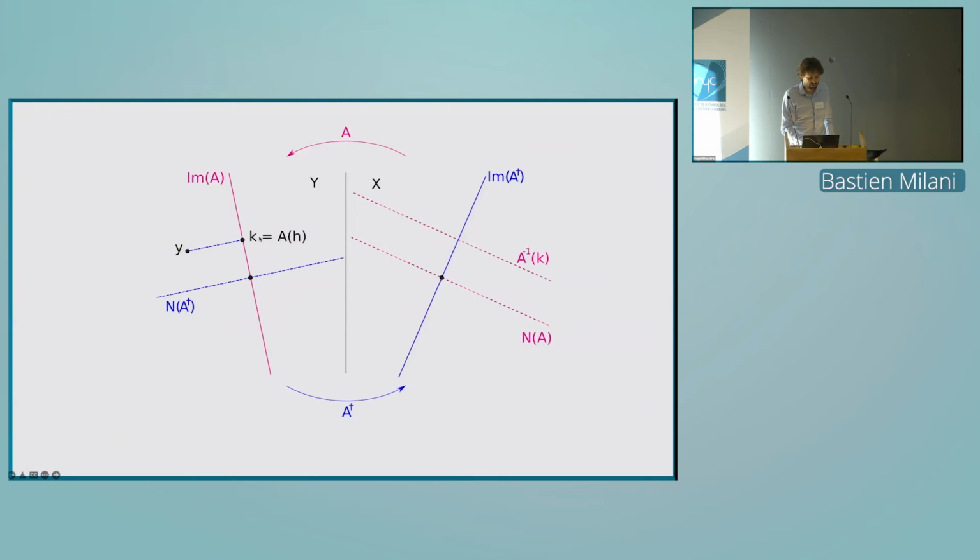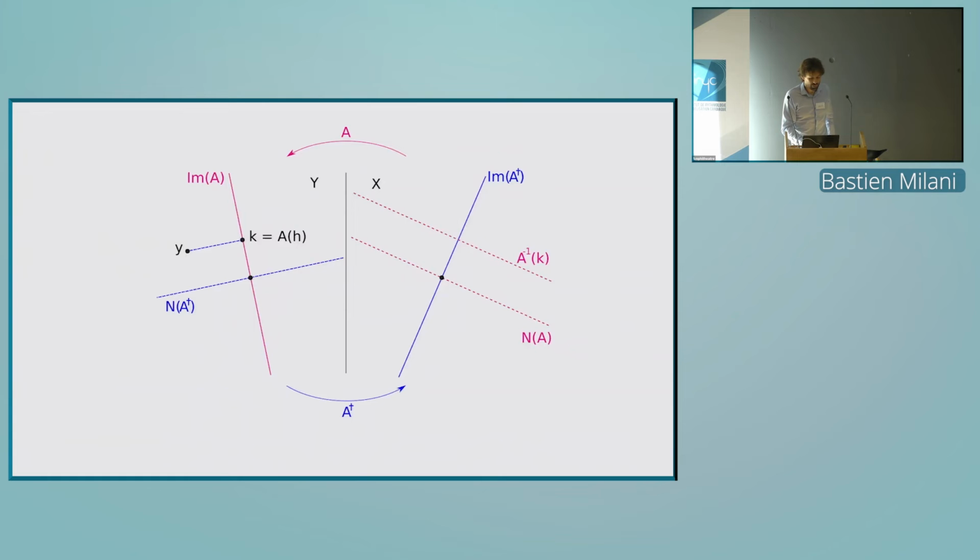so that A of H is K. But H is actually any element in the preimage of K. If you take the set-theoretical inverse of A, you get a subspace in the X space that is parallel to the null space. And that is the set of solutions of SENSE. If you take any value in that subspace, A minus 1 of K, you will be sent on K. So any point here is the closest to Y. So any point in that space is a solution of SENSE.